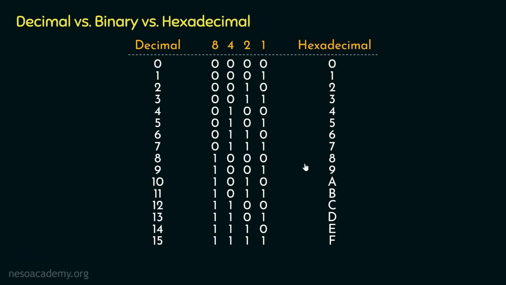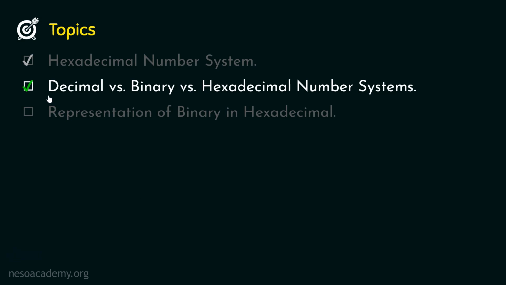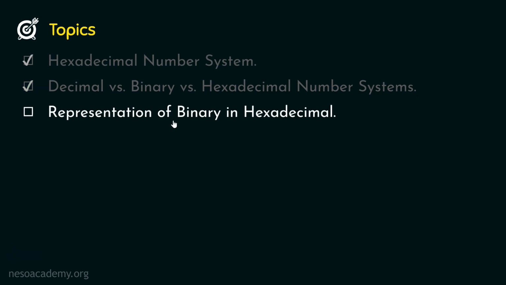So basically, these are all the different numbers in decimal and binary if we talk about all the symbols of hexadecimal. So that was all about the comparative study of decimal, binary and hexadecimal number systems. Let's now understand the representation of binary in hexadecimal.